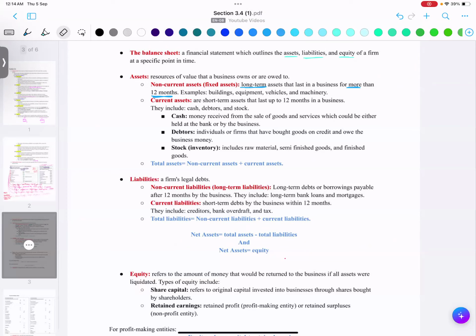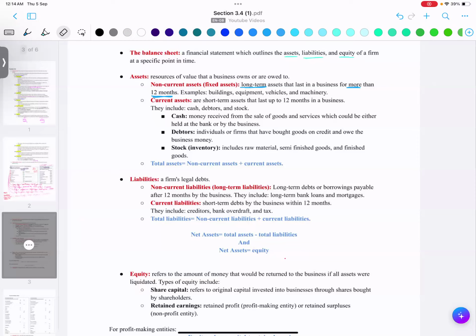Now, liabilities. Liabilities are a firm's legal debt. That's their definition. Non-current liabilities are basically the same as non-current assets: long-term debts or borrowing payable after 12 months by the business. So they're payable after one year. They include long-term bank loans and mortgages. Current liabilities are short-term debts that the business pays within 12 months. They include creditors, bank overdraft, and tax.